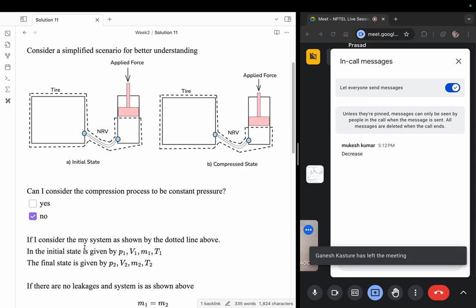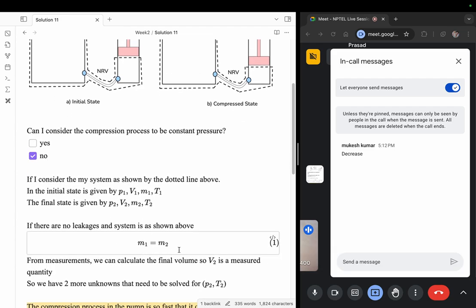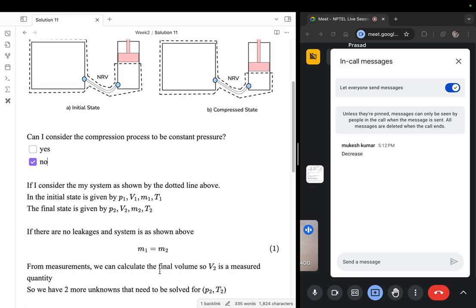So in this case, we already have the initial pressure, initial temperature and other stuff. If there are no leakages, your mass is also constant. So we can measure the final volume.